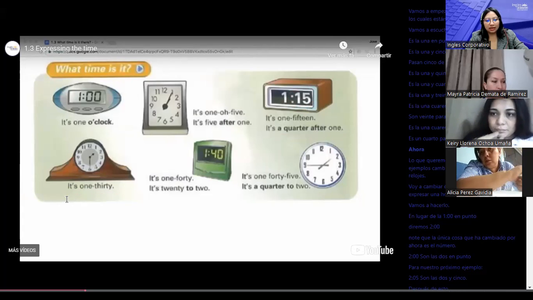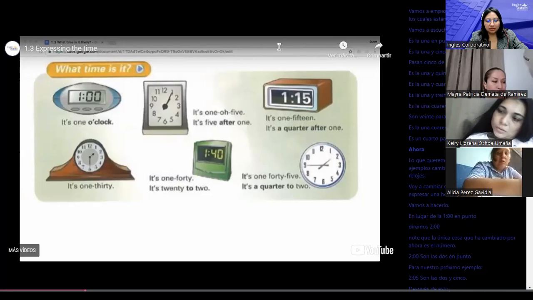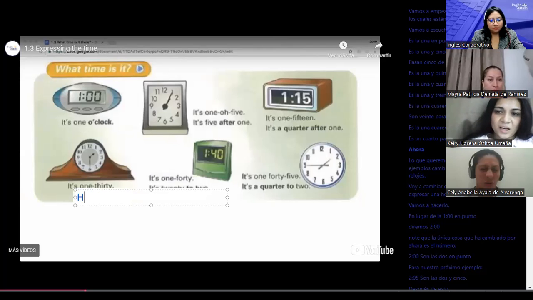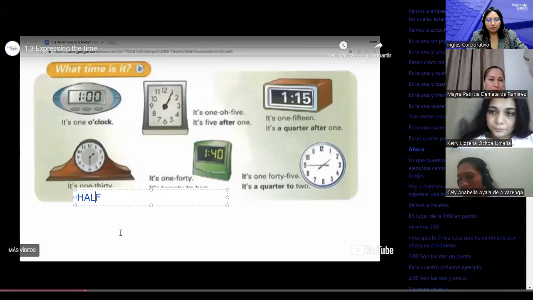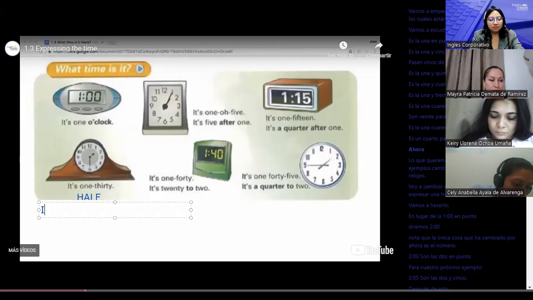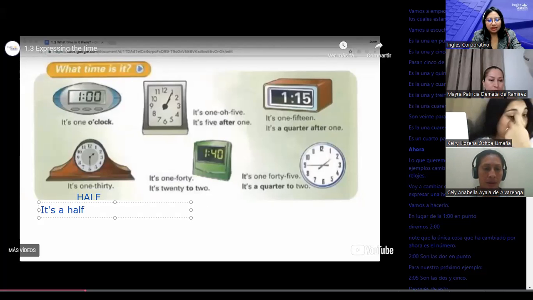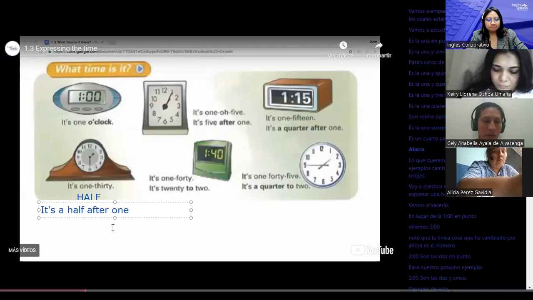It's 1:30. Y había una expresión extra que ocupábamos para decir it's 1:30 o la mitad. ¿Recuerdan? It's half past one. Muy bien, se escribe así, pero se pronuncia así. Half. Como que la L no lleva sonido. Half. Entonces, nuestra expresión quedaba it's a half, o también podemos decir solamente half. It's a half after one. Lo mismo que decir es la 1:30.